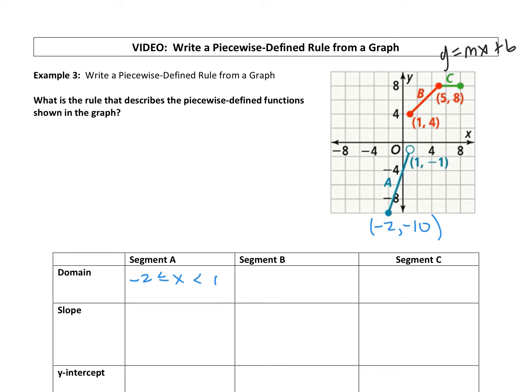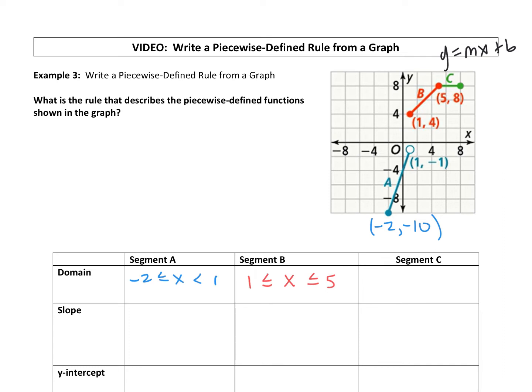All right, segment B, those ordered pairs are written out for us. We're going from the ordered pair (1, 4) to (5, 8). So if we look at the x's, we're going from 1 to 5. We can see closed circle to closed circle, so those are included. So we're going from 1 is less than or equal to x is less than or equal to 5.